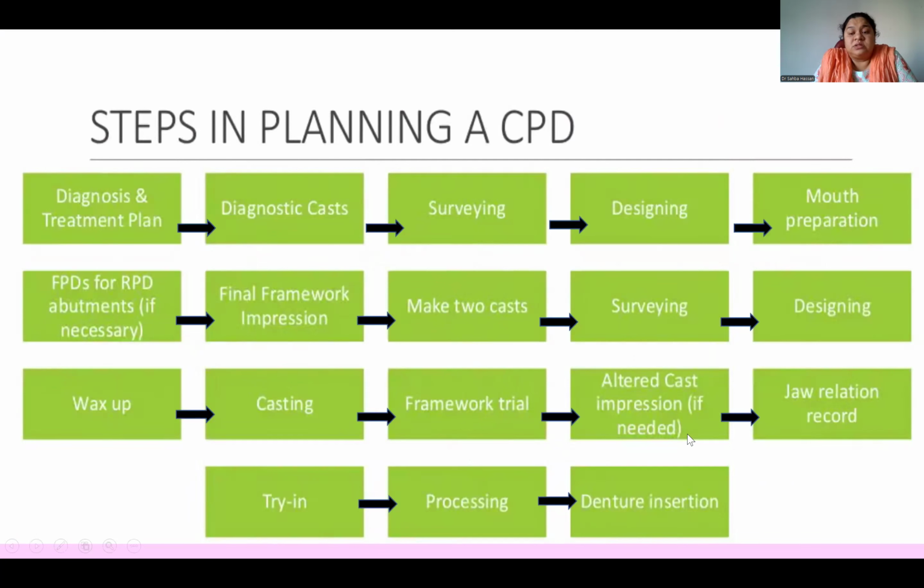Then altered cast impression. After we get the altered cast, this is a totally different technique. You do the jaw relation. After you do the jaw relation, you do the trying. Then you do processing, and this is such a big step. What you people do is just make an impression, place wax, place teeth, and that's over. It's not done like that. Theory wise also, when they are doing CPD planning, RPD planning, it has to be done like that. These are the steps which are followed.